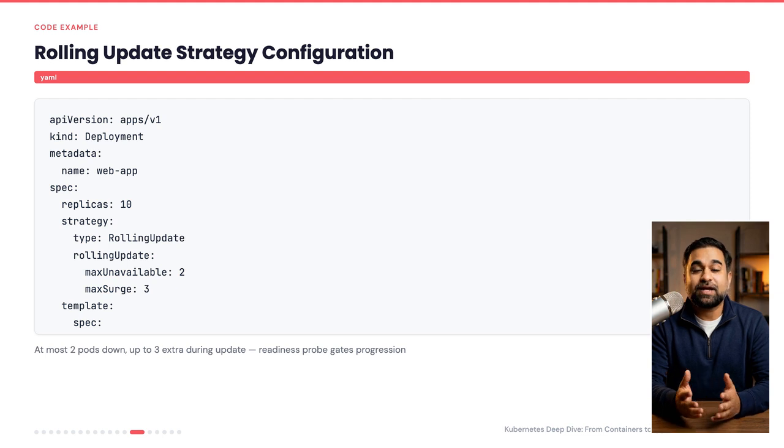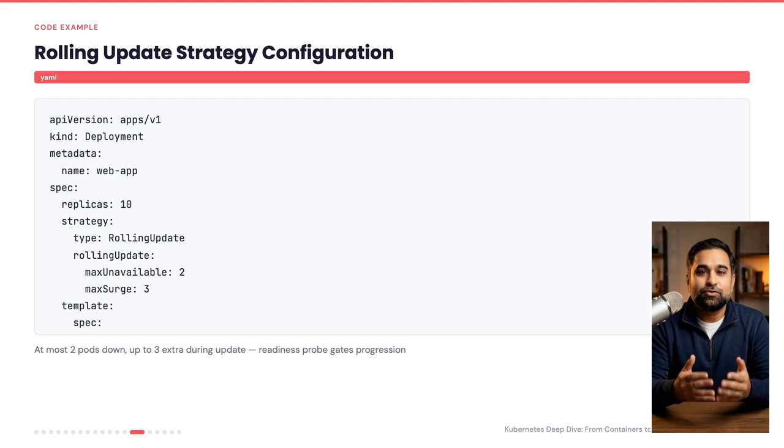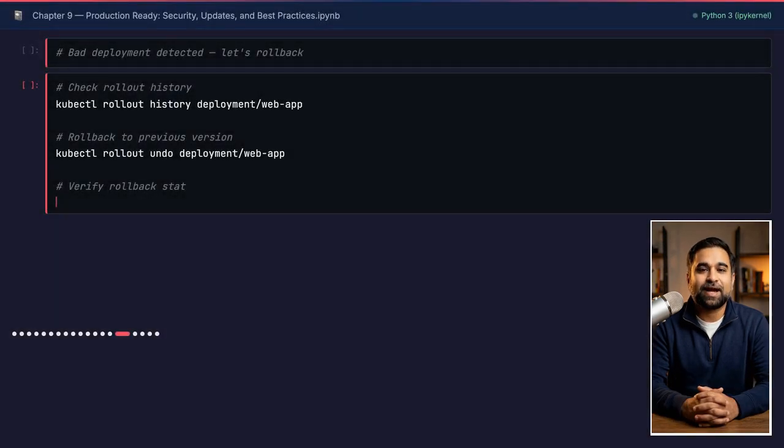Performing rolling updates. Our deployment sets max unavailable to 0 and max surge to 1, ensuring zero downtime. Readiness probes are critical. Kubernetes won't send traffic to pods until they pass. Deploy version 1, then update to version 2. Watch Kubernetes create new pods, wait for readiness, and terminate old pods gradually.